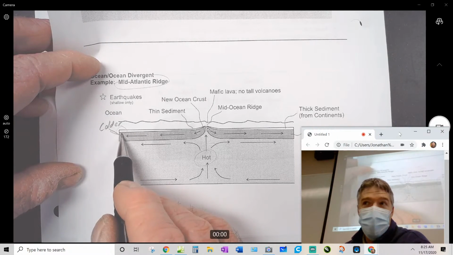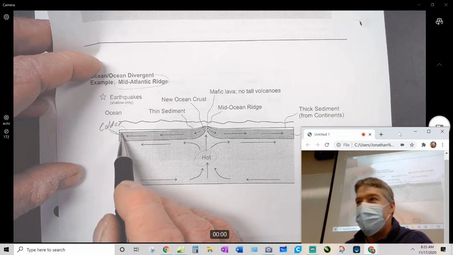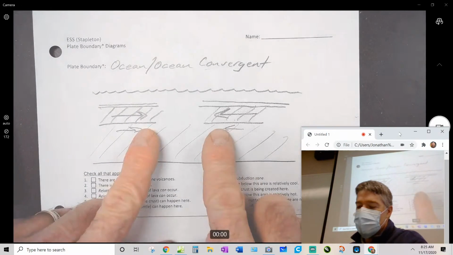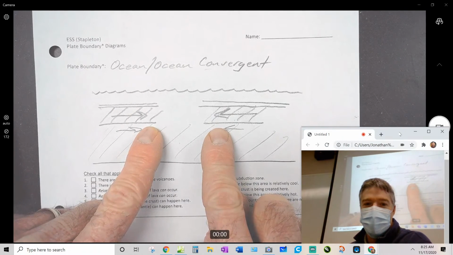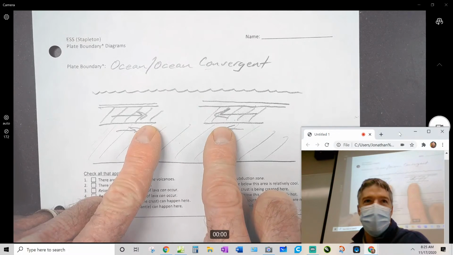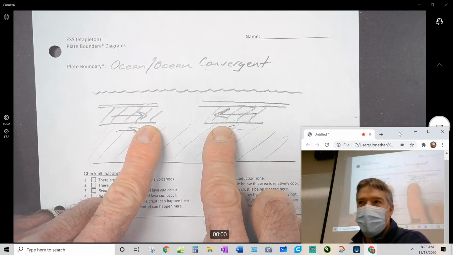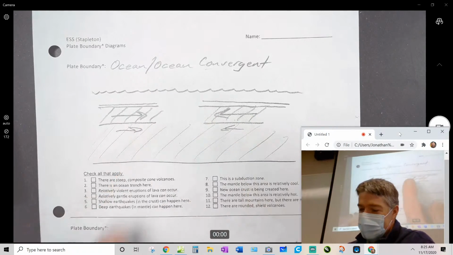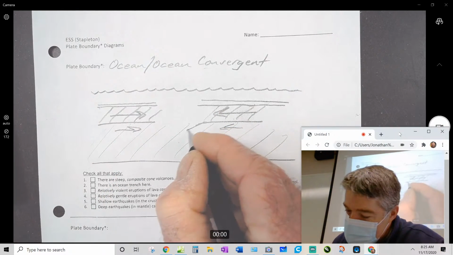And if it's the coldest, does that make it dense or not dense? Dense. So, which one of these two plates is going to die based on what I've drawn? The left one or the right one? Which one is the old, cold crust? Yep, old, cold, dense crust. The one on the right. So that's the one that's going to dive.